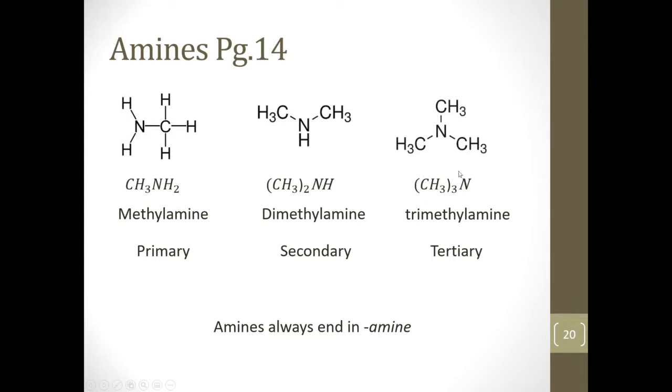The last one here, CH3 with one N and no hydrogens at all. In this configuration, this is trimethylamine, and because it has the nitrogen with no hydrogens in the amino portion, it is a tertiary amine. And amines, naming wise, will always end in amine. Okay, so methylamine, dimethylamine, trimethylamine, etc.